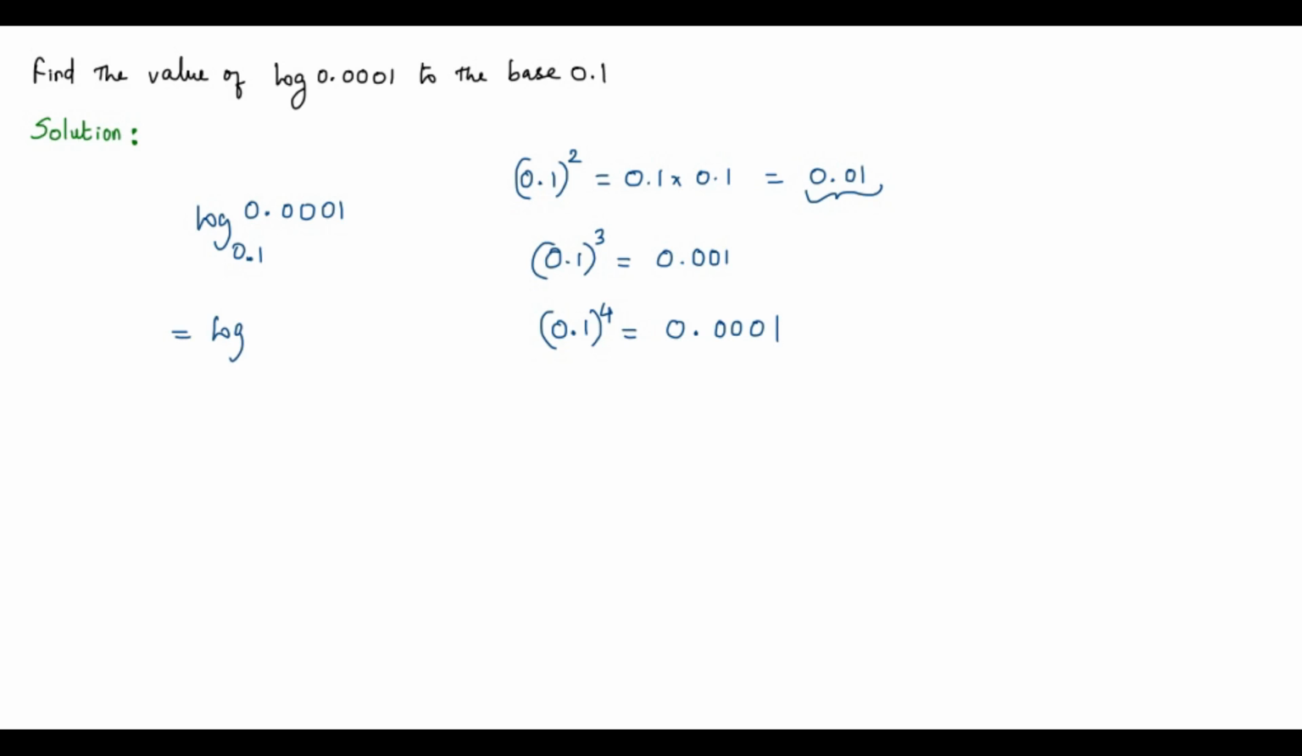So we get log, instead of this we can write 0.1 whole to the power of 4, to the base 0.1. Now we can use the fundamental law, that is, we can bring this exponent 4 in front of the logarithm. So we get 4 times log 0.1 to the base 0.1. Here the base and the argument are both equal, so the value of such a logarithm is 1, so 4 times 1, which is equal to 4. So the value of log 0.0001 to the base 0.1 is 4.